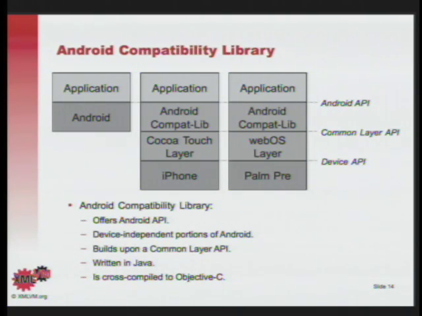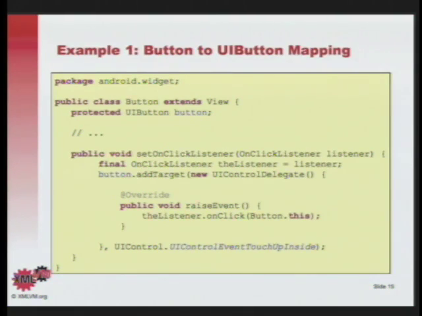So to give you some examples of how this looks, let me give you three different examples. In the first example, I want to show you how we map an Android button over to an iPhone button. That's a fairly simple example. If you look at an Android button, there's a class called Button. It lives in the namespace android.widget. In our implementation in our XMLVM framework, our implementation of the Android button is basically nothing more than a wrapper around a UIButton.